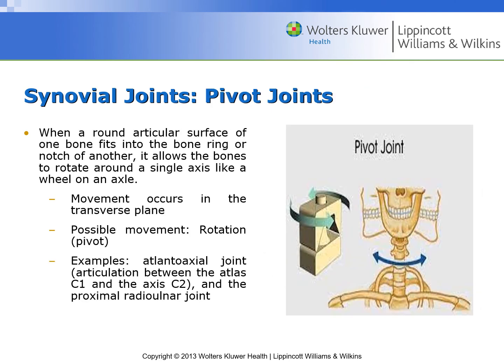We will now consider the pivot joints. Pivot joints are also a type of synovial joint. When a round articular surface of one bone fits into the ring or notch of another, it allows the bone to rotate around a single axis like a wheel on an axle. The movement that occurs in the transverse plane is rotation. Examples of pivot joints are the atlantoaxial joints, specifically the articulation between the atlas, C1, and the axis, which is C2, and the proximal radioulnar joint.